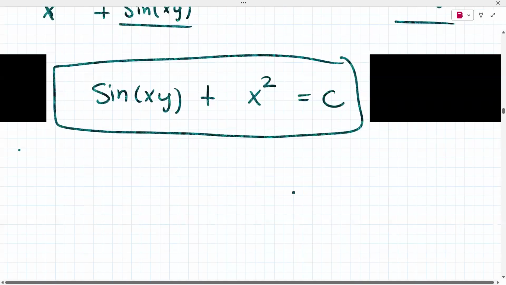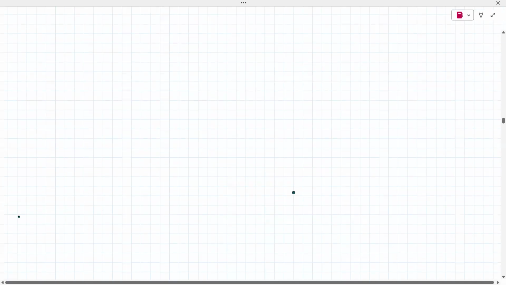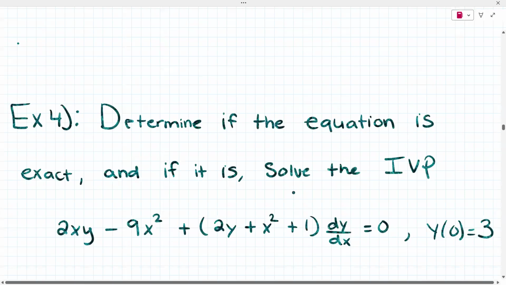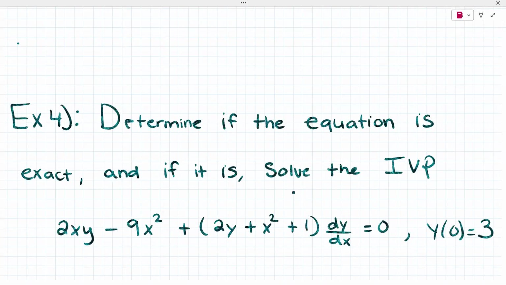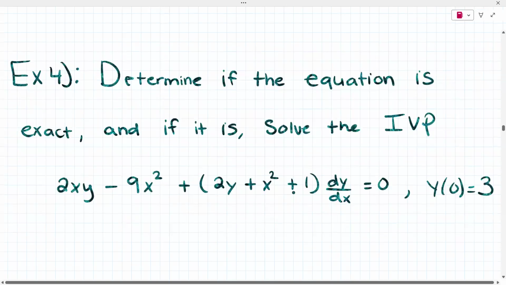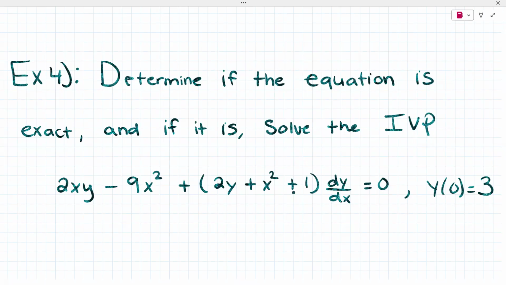Okay, let's move on to example 4. Determine if the equation is exact, and if it is, solve the initial value problem. We have (2xy minus 9x squared) plus (2y plus x squared plus 1) dy/dx equals 0, where y of 0 equals 3. So this time we do have an initial condition, right? So we're going to have to do an extra step.